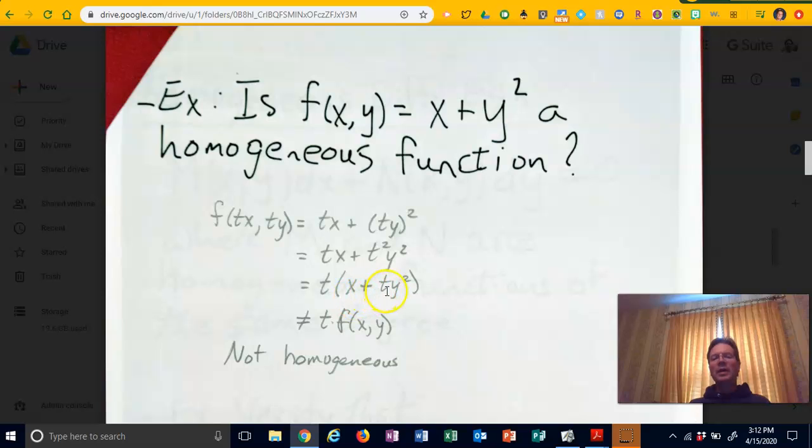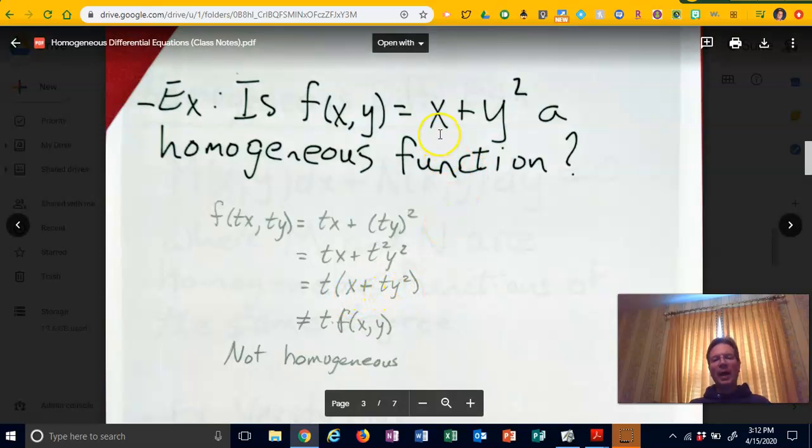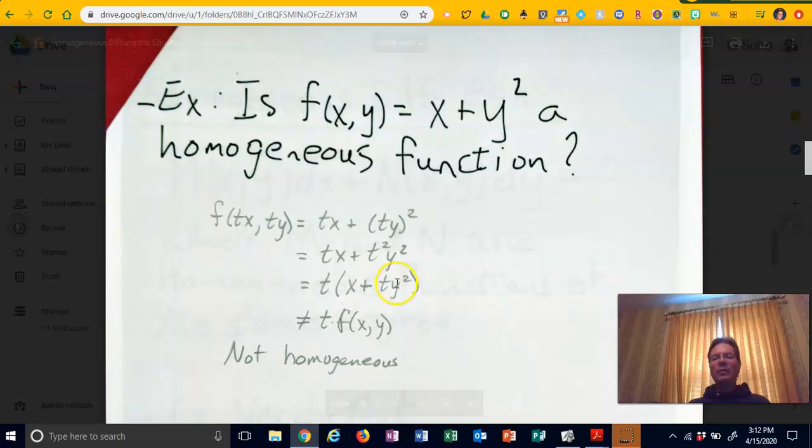X plus ty squared. It's not x plus y squared. So this one is not just t times the original function. So this one is not homogeneous. All right, so that's how you figure out whether something is homogeneous or not.